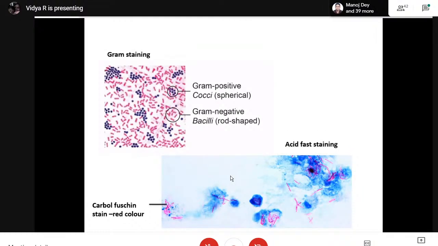So the bacteria can be identified. If it is culturable, we can identify it through different methods of staining. One is gram staining. The bacteria that take up the crystal violet color appear gram positive, and the ones that take up the pink color appear gram negative.